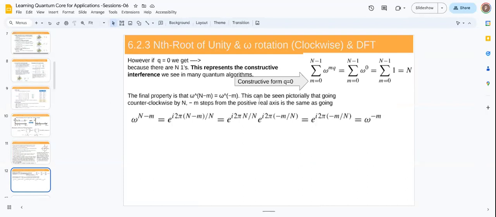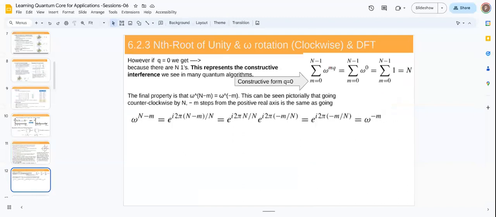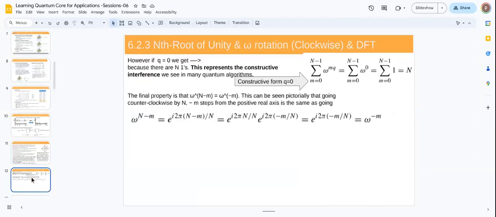So pictorially, if you see, you get omega to the minus m or 1. So either I can go omega 0, 1 to 11, or I can go omega 0, omega minus 1 to omega minus 11. So you can do that, counterclockwise or clockwise. Accordingly, you will get a measurement. In counterclockwise, we get a negative. In clockwise, we get a positive. That is the notation here. This is for notational purposes.